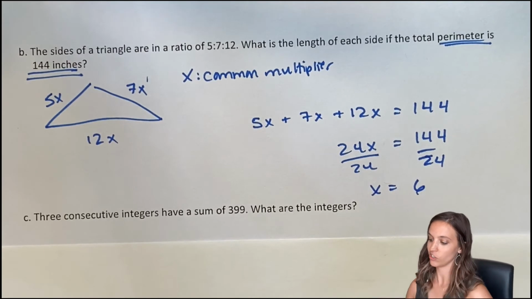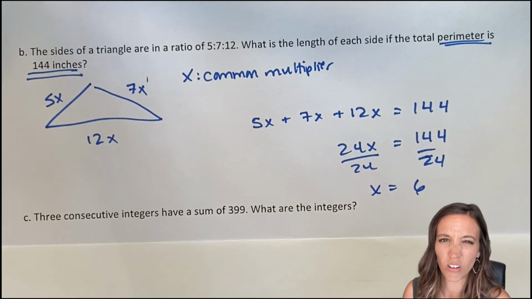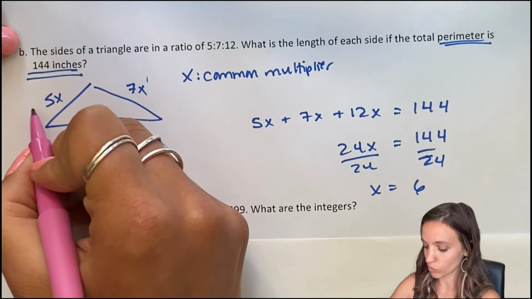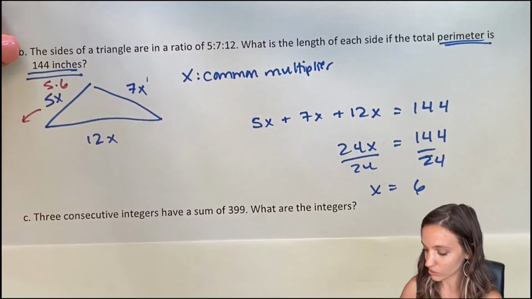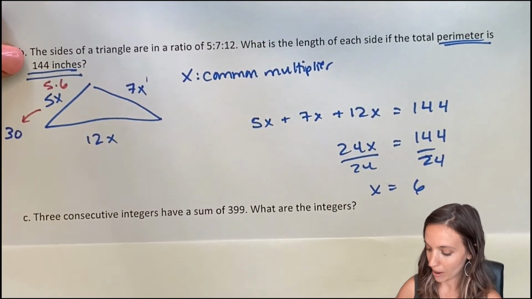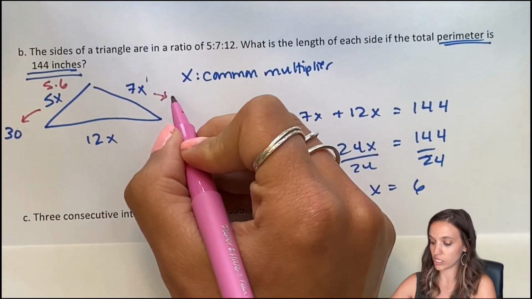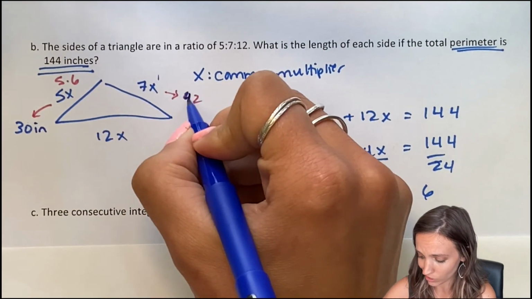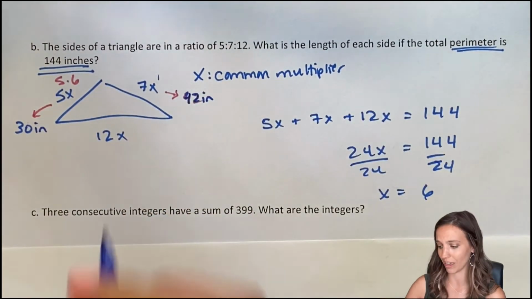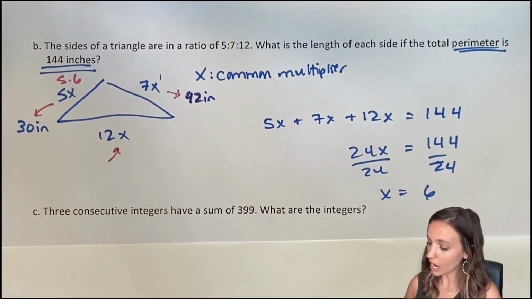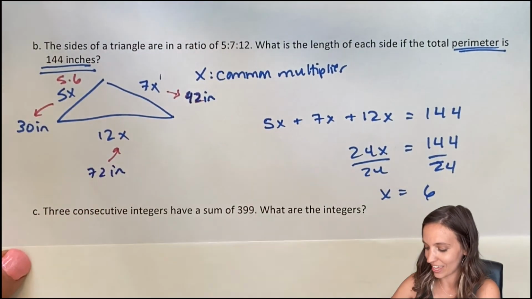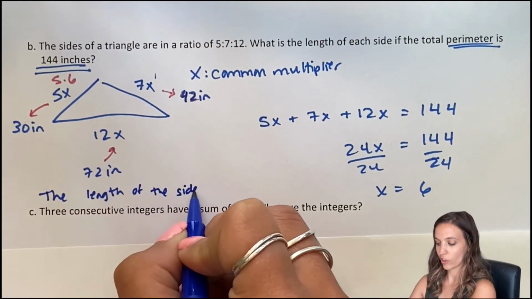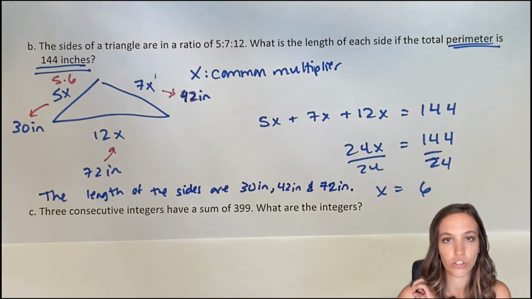Now, the question was, what are the lengths of each of the sides? So is 6 my answer? No, I want to know the length of each of my sides. So if one of my sides is 5x, when I plug in 6, it's going to be 5 times 6, so that's going to end up being 30. And then for my other sides, if I plug in 6, 7 times 6 is going to be 42. And then I should totally be labeling these with inches, right? We need to make sure we're communicating appropriately. So 12x times 6 is 72, and then inches. Okay, so now if I want to say what my answer is, I can say the lengths of the sides are 30 inches, 42 inches, and 72 inches on my triangle.